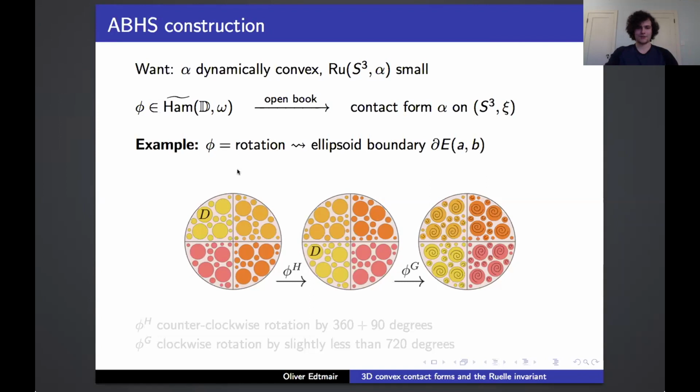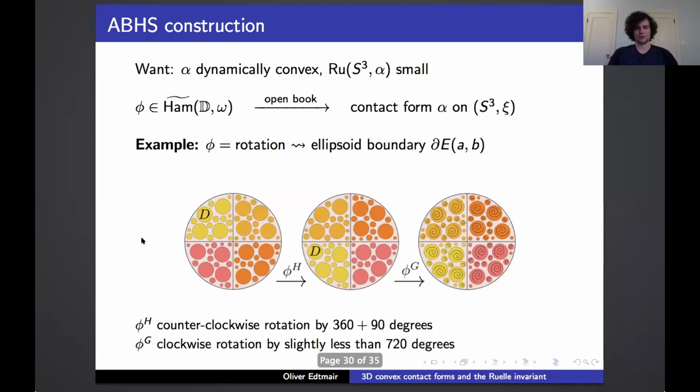So we have these two opposing conditions, and now we have to try to make a compromise. And so I have a picture of how this can be done. So we start with a disk, we divide it into sectors. So in this picture, we have 4 sectors. And then my Hamiltonian diffeomorphism is going to be the composition of 2 diffeomorphisms. So the first one, phi h, is a rotation. So we do one full rotation, and then we do one more sector. So here with 4 sectors, we have 360 plus 90 degrees. So if we stopped here, we would have an ellipsoid boundary, and of course it is dynamically convex, but it also has big Ruelle invariant.